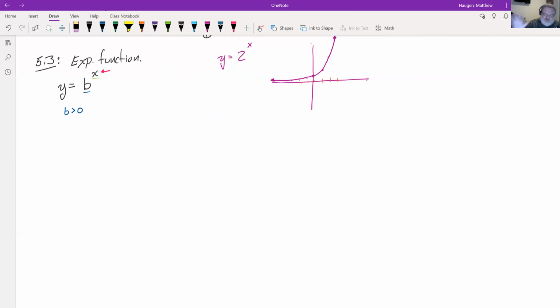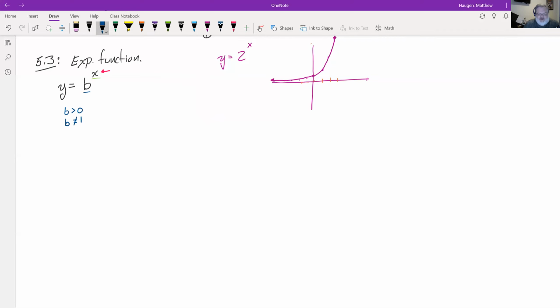But yeah, 0 to the 0 power causes all kinds of trouble. Anyway, so that's why b can't be 0, because it causes trouble. That's weird. We do have another restriction here, though, that I haven't listed yet. B can also not be equal to 1.